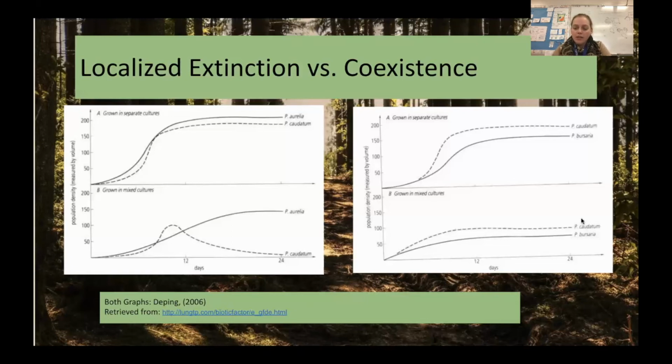Keep in mind, competitive exclusion tells us two organisms cannot live in the same place and share the same exact niche and need the same resources without competing for them.